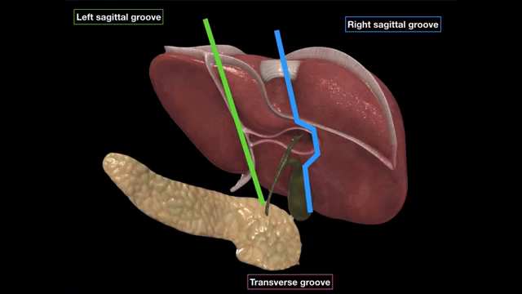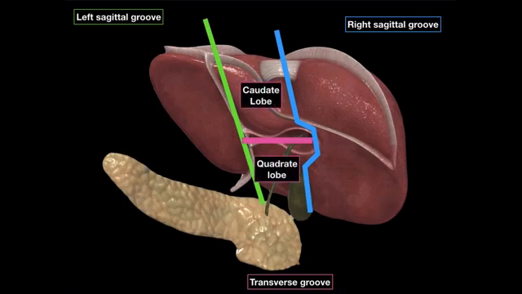And then finally we can see one more groove called the transverse groove. And the transverse groove lies directly in what is called the porta hepatica, and in many ways you can use the word transverse groove as a synonym for porta hepatica. I will elaborate on porta hepatica in a second, but let's just look a little deeper into the transverse groove. So the transverse groove goes like this and separates the caudate lobe from the quadrate lobe.